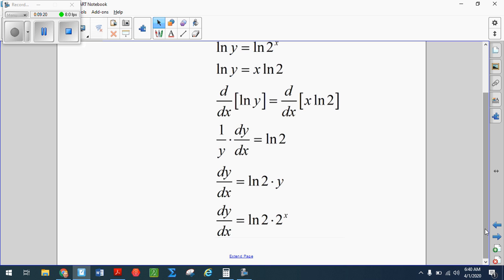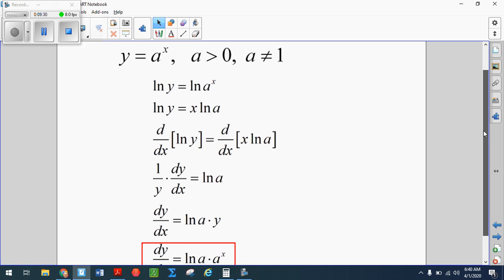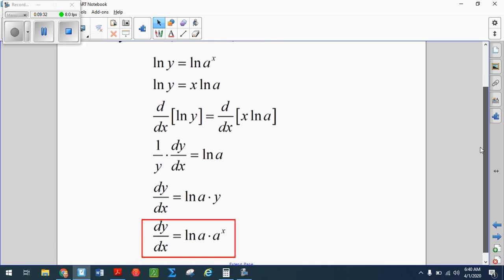And if I started with 5 to the x, then my derivative would be natural log 5 times 5 to the x. So in general, for y equals a to the x, if I do that exact same process, and I literally just went back into my program I was typing and changed all my 2's to a's, for y equals a to the x, the derivative is natural log a times a to the x. So you can go ahead and pause, take down those notes, look through that, make sure you're comfortable with that.